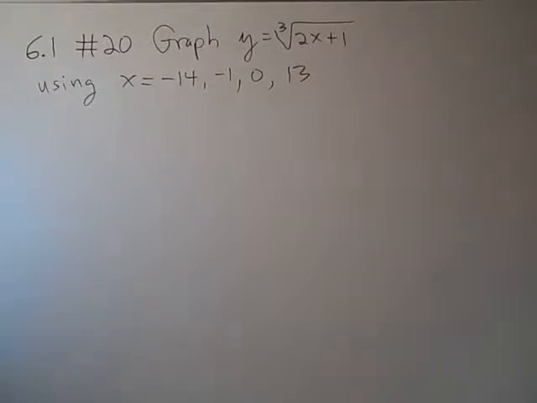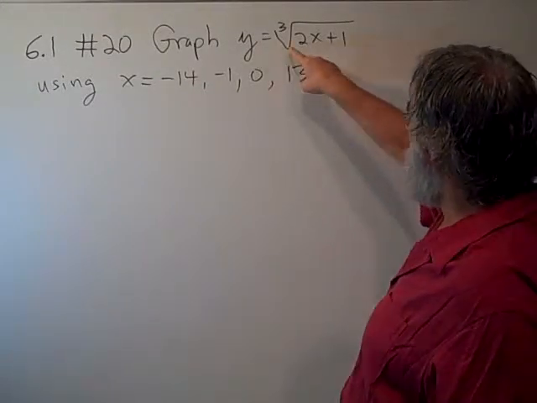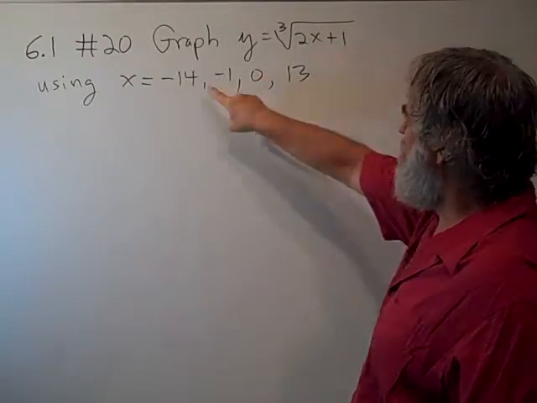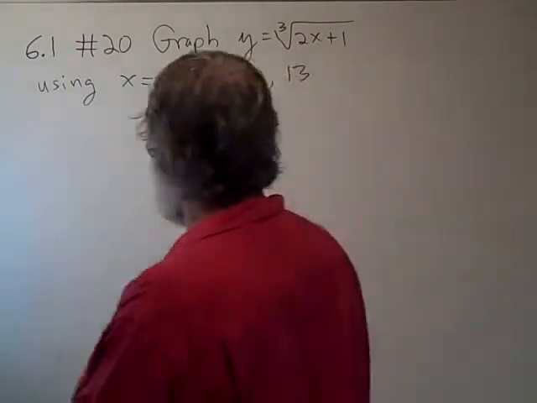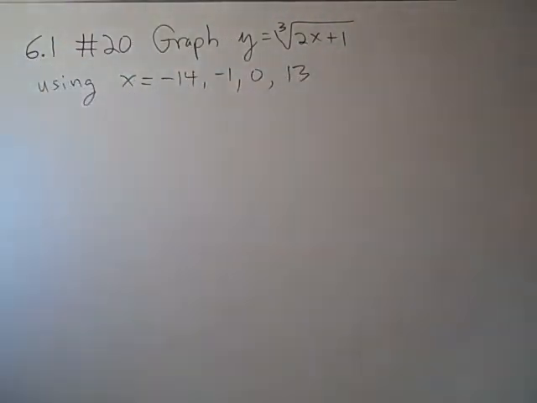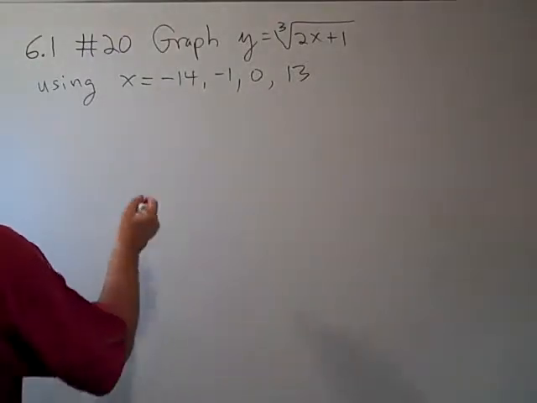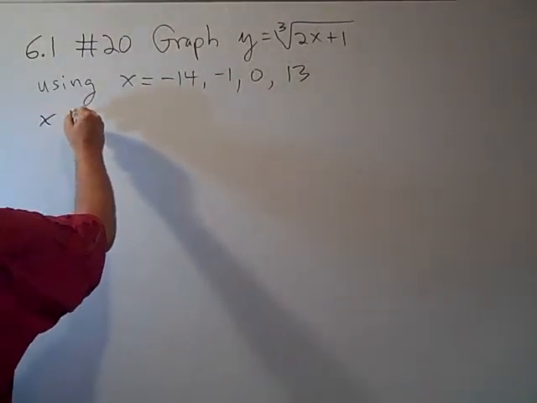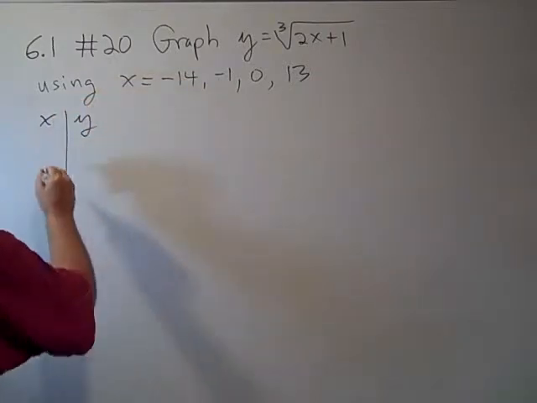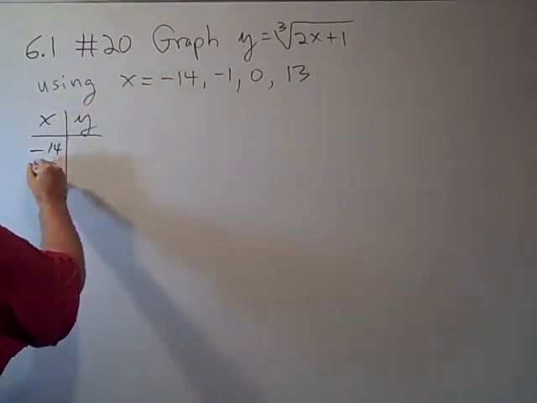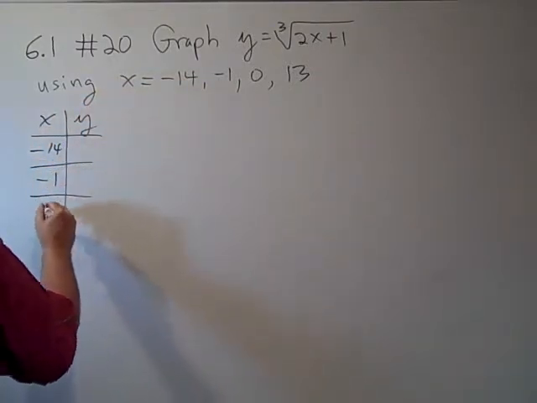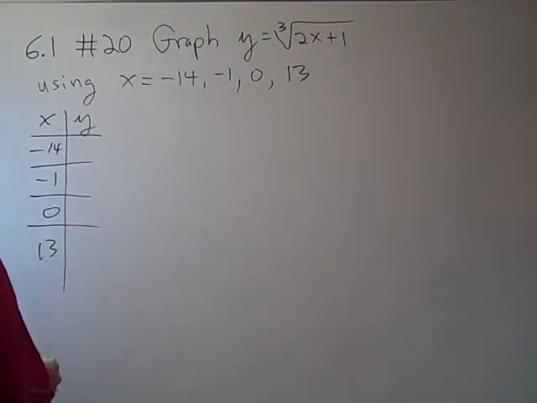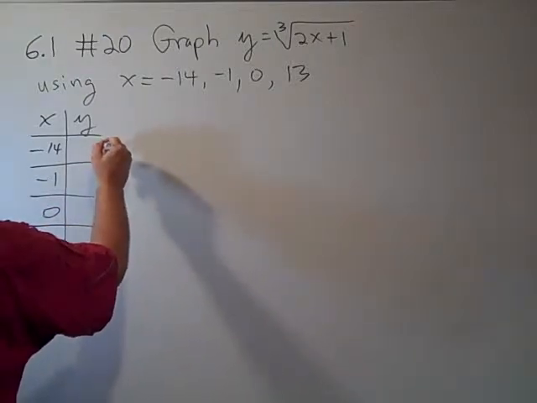Okay, to graph this function, y is the cube root of 2x plus 1, using these four values of x, we have to compute the four corresponding values of y. So let's put the values of x and y into a table here. Negative 14, negative 1, 0, and 13. For each of these we'll have to figure out what y is.